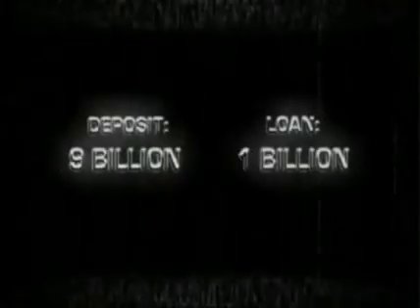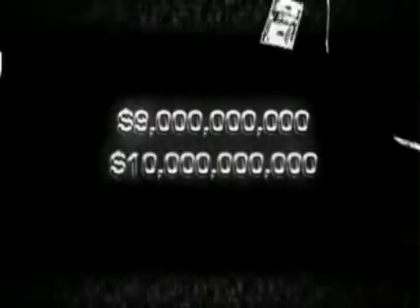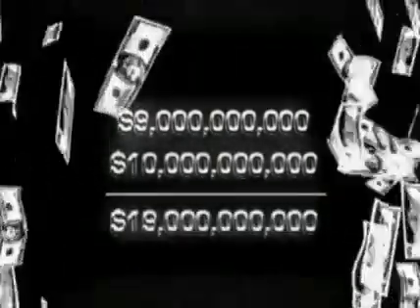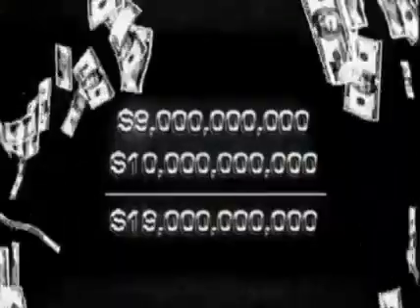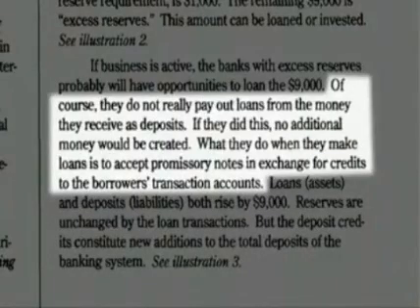Now, it is logical to assume that this $9 billion is literally coming out of the existing $10 billion deposit. However, this is actually not the case. What really happens is that the $9 billion is simply created out of thin air on top of the existing $10 billion deposit. This is how the money supply is expanded. As stated in Modern Money Mechanics, of course they, the banks, do not really pay out loans from the money they receive as deposits. If they did this, no additional money would be created. What they do when they make loans is to accept promissory notes, loan contracts, in exchange for credits, money, to the borrower's transaction accounts.